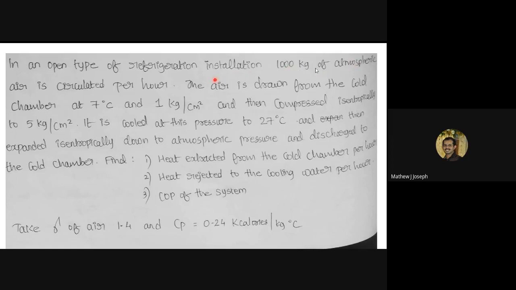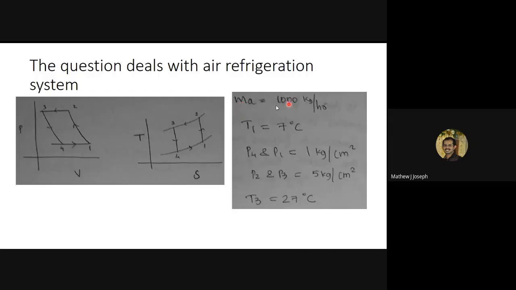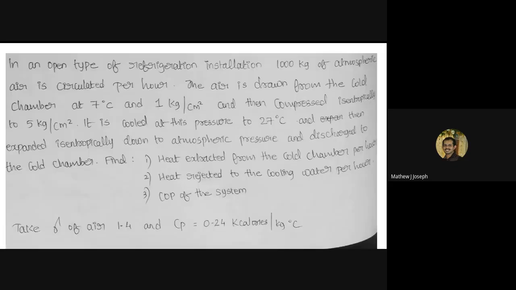1,000 kilogram of atmospheric air is circulated per hour. What does that mean? They are talking about the mass flow rate: 1,000 kilogram of atmospheric air is circulated per hour, 1,000 kilogram per hour. So they are talking about a flow rate. The flow rate of what? 1,000 kilogram, it is mass. So it is mass flow rate of atmospheric air. So we can first of all note that mass flow rate of atmospheric air, we can take as 1,000 kilogram per hour.